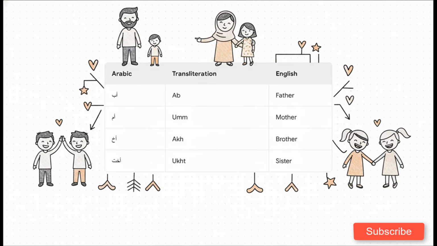All right, here are the big four. I'm going to say each one twice. Go ahead and say it with me the second time. For father, it's ab. Again, ab. Mother is... One more time. Brother is akh. Say it with me, akh. And finally, sister is ukht. And again, ukht. Perfect. These four are your foundation.